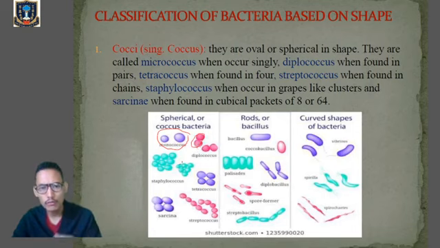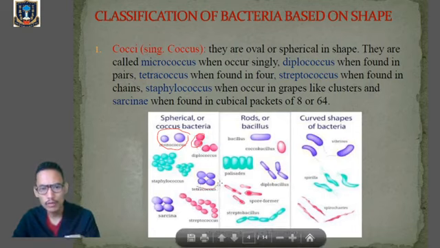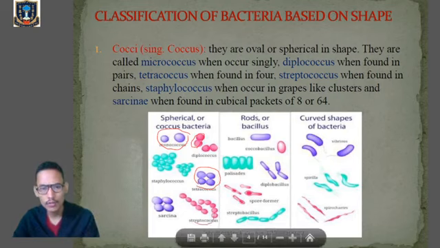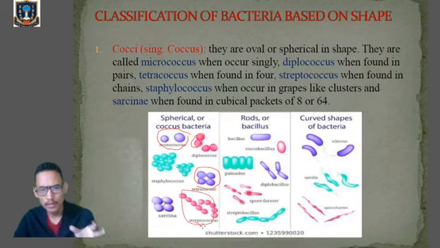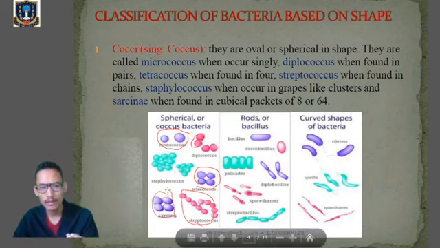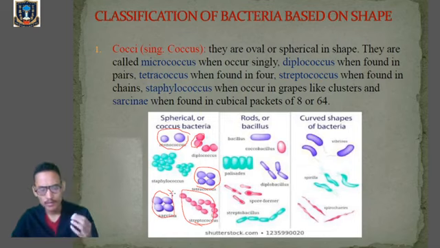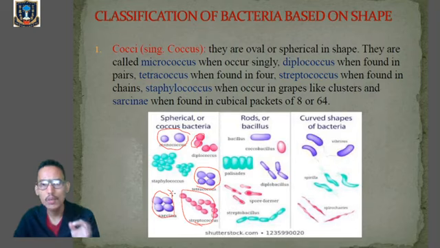When they occur in four, it is called tetracoccus, and when they occur in a chain it is called streptococcus. And when they occur in a cluster, it is called sarcina or sarcinae. Clear? So these are the types under the first type, cocci or coccus. Kindly remember the first one.